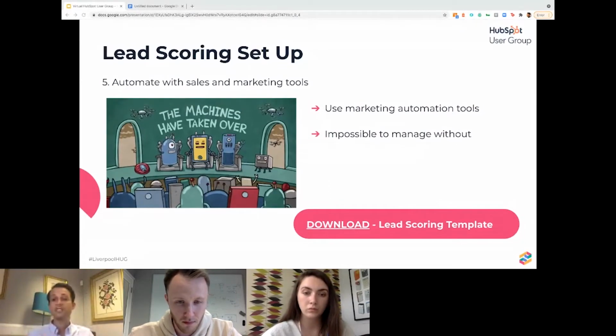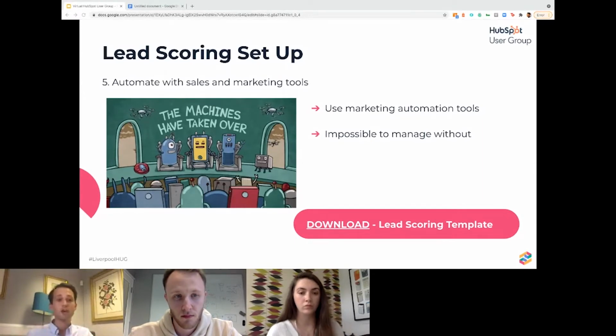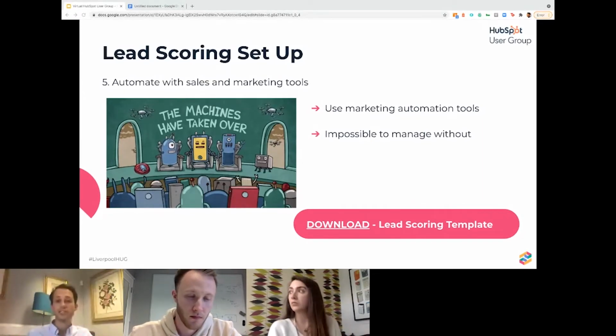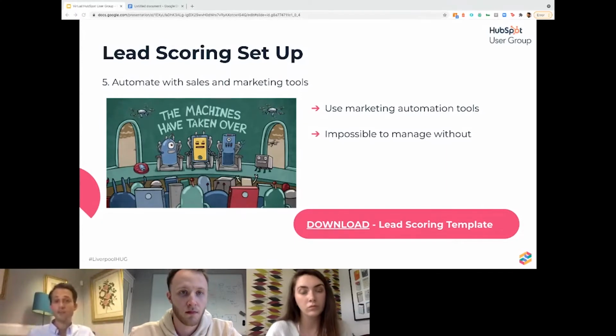All you have to do is enter your scoring criteria, and the automation tool will score leads as they come in and will update their scores as they change. And you'll be able to reap the rewards of lead scoring without devoting a ton of your time to it. And we have also created a lead scoring template, which is available for you all to download if you wanted to get on your way with this.